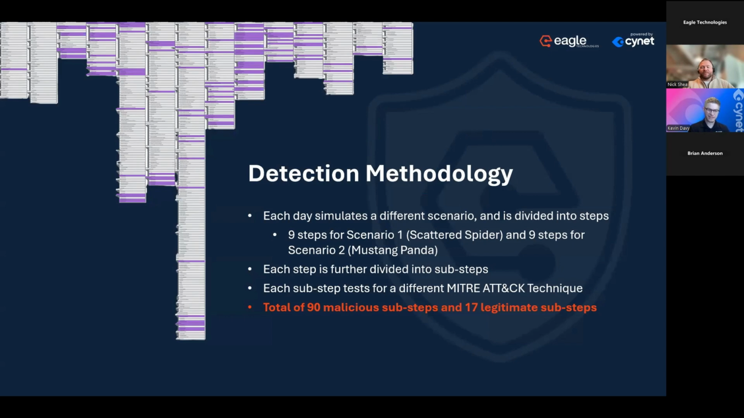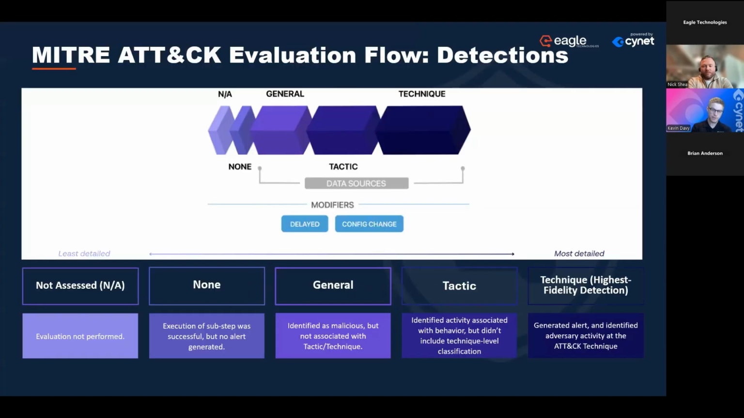Yeah. In 2025, each day simulated a different situation that the vendors had to perform in, and each sub-test was a different MITRE attack technique. So there's a total of 90 malicious substeps and 17 legitimate substeps. There's been, ever since 2024, a layer of false positives. So they throw a bunch of noise and say, let's see if they're going to make noise. Let's see if they're going to create alerts. Let's see if this is going to confuse them.